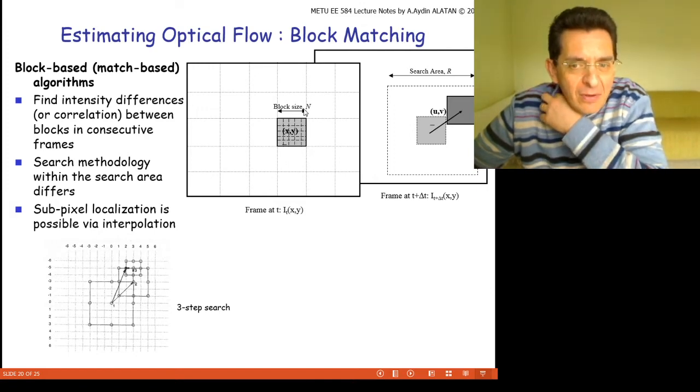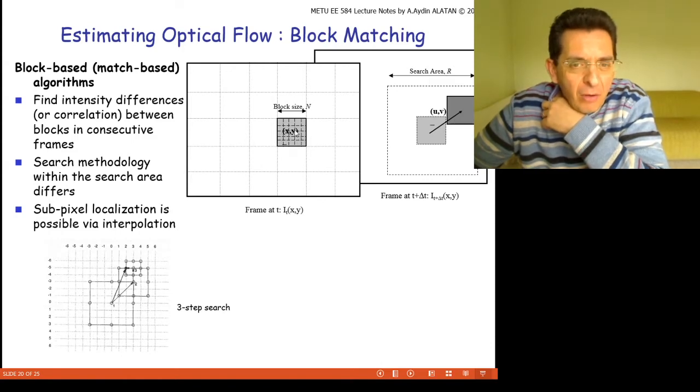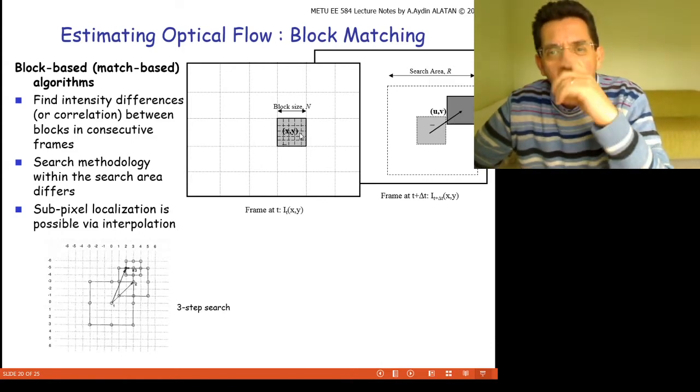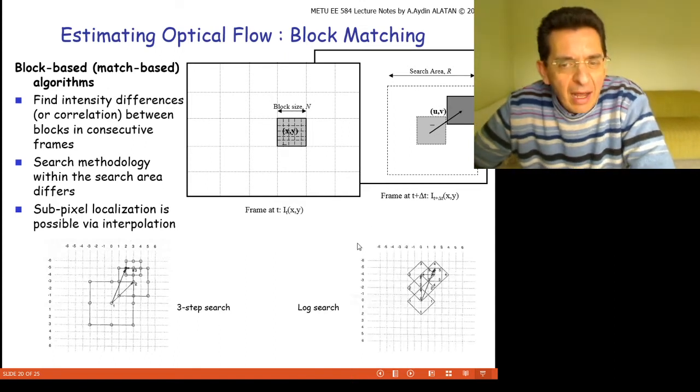And finally, the search algorithm. One technique could be just looking at every pixel one by one, which is called full search. For a block right here, we move this block to every pixel one by one, and we try to estimate our error over there. There could be some other techniques. This is a three-step search technique.